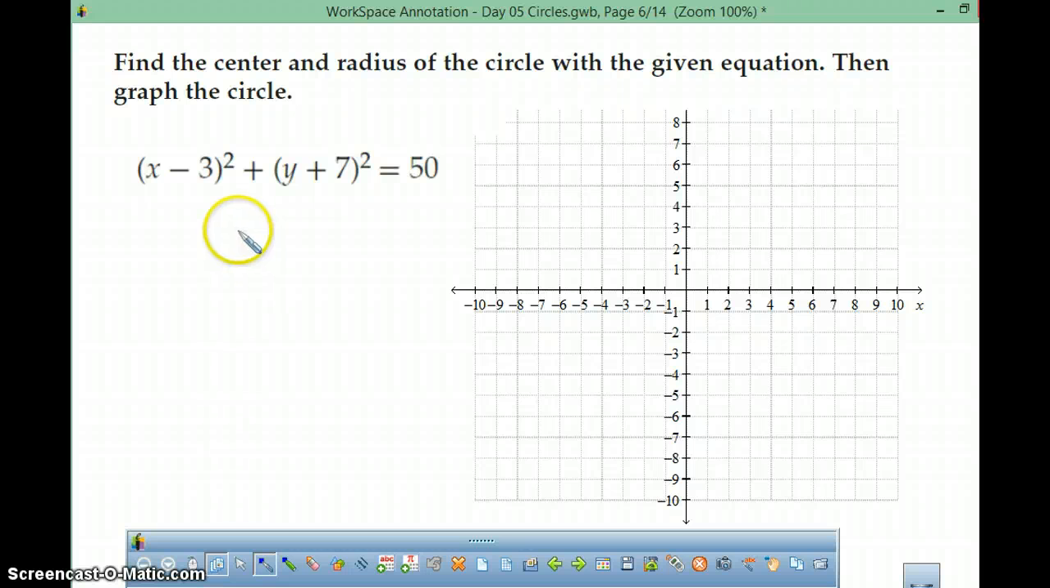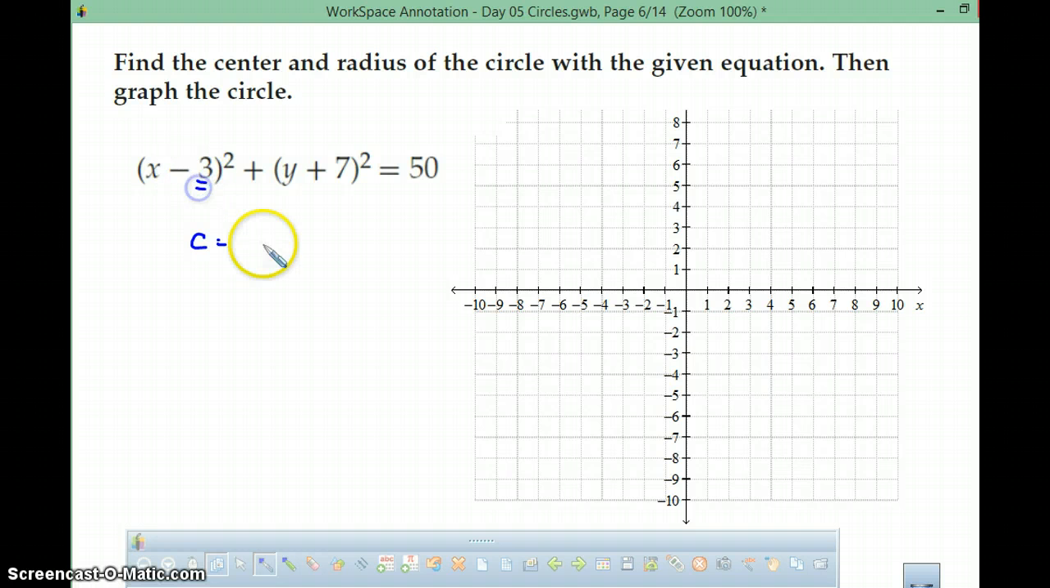Let's do it again. Find the center of the circle. What's the center? Well, we've got a 3 from here. And how can we rewrite this in true standard form? This would be y minus -7 squared. So that y-coordinate comes from -7. What's the radius? Radius is the square root of 50. You could plug that into a calculator, but it's just as easy to estimate. We know the square root of 49 is 7, so this is just a little bit more than 7.